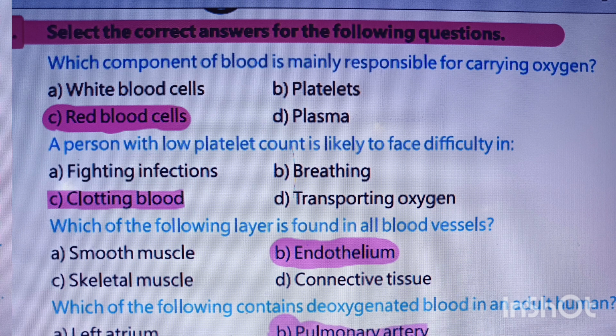We will discuss the exercise of Chapter 3, Human Circulatory System, from the new Class 10 Biology book in detail. First of all, let's look at the multiple choice questions and discuss their correct answers.